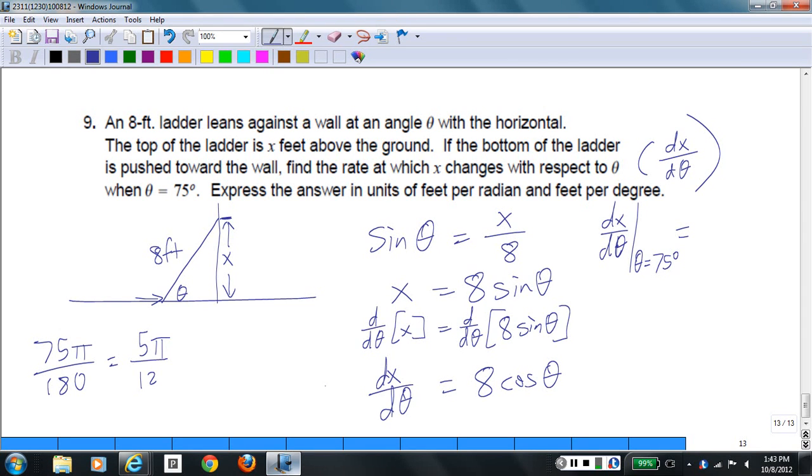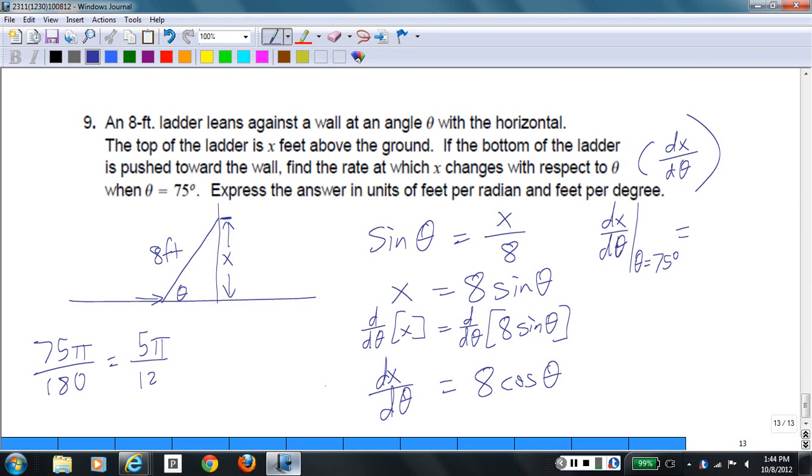Doesn't matter, just so long as the calculator is in the correct mode. If we want to find the cosine of 75 degrees, make sure the calculator is in degree mode. If we want to find the cosine of 5 pi over 12 radians, make sure the calculator is in radian mode. Either one will work. It's just that when we take this dx d theta, it's going to be expressed in units of whatever x is measured in divided by units of whatever theta is measured in.